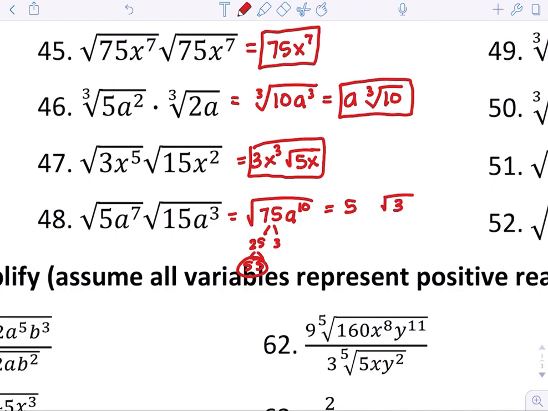Now let's do the variable, right? 10 divided, and the root is 2. So 10 divided by 2 is 5. That means 5 a's come on the outside. No leftover. So that's your guys' answer. 5a to the 5th, radical 3.